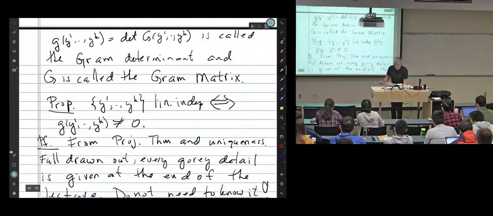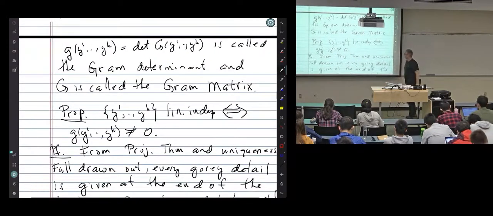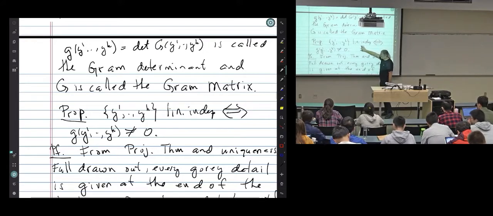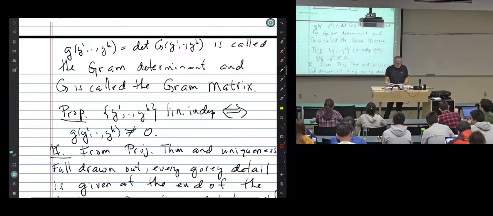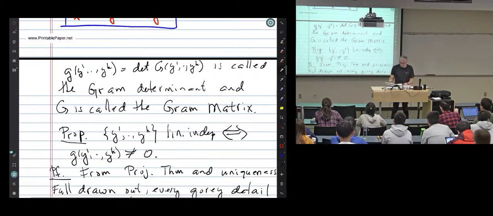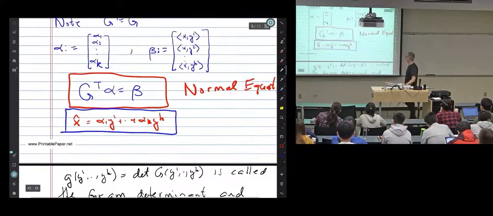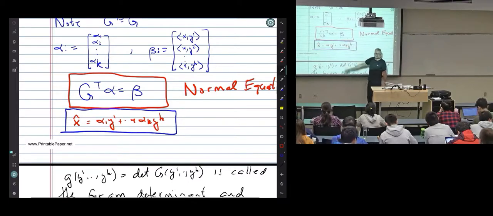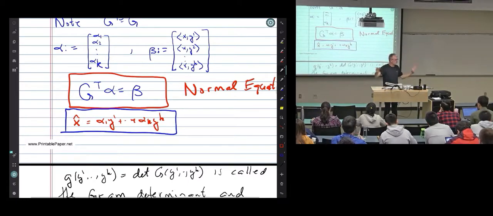Bingo. So we already know it's true. By the projection theorem, there exists a solution and it's unique. We just went through and showed that that solution is characterized by G transpose alpha equals beta, hence G, which is symmetric, its determinant is non-zero. So, okay, this is how we solve least squares problems. This solves all finite dimensional least squares problems. It's a set of simultaneous equations, just matrices.